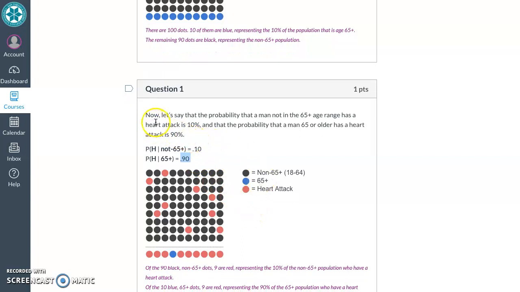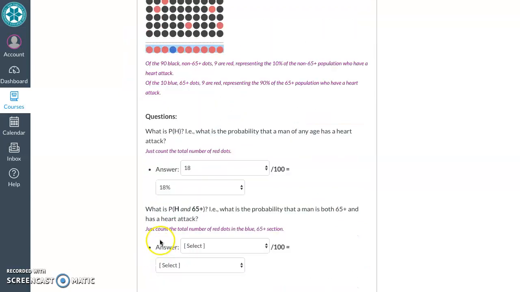And we're also, what new numbers did we make up? We've made the probability that a person in this younger group has a heart attack only 10%, whereas in the 65 group, we ramped it up to 90%. So 9 out of 10 seniors are having heart attacks in this new math. That's not accurate.